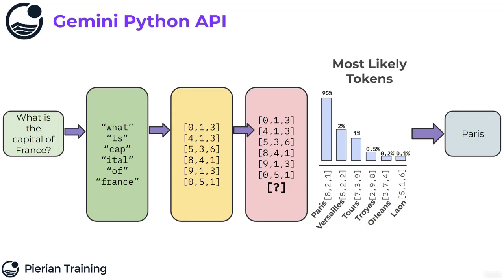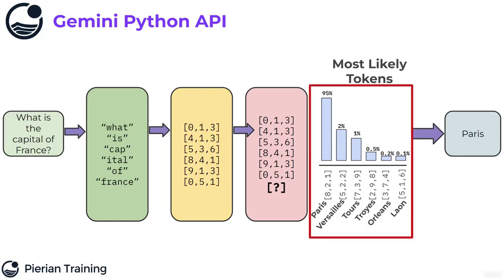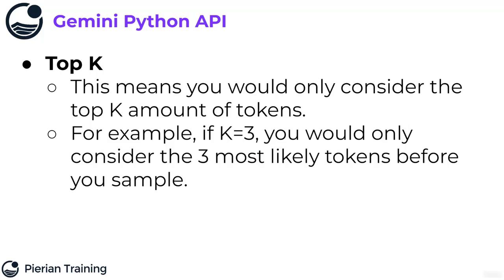Now, thinking back to our discussion of the probability of tokens here, note that we have probabilities for a variety of tokens. So how can we use that in terms of top P and top K? Let's focus a little more on this idea. Beginning with top K. Top K means you would only consider the top K, that is an integer of your choosing, amount of tokens. For example, if K is equal to 3, you would only consider the 3 most likely tokens before you actually conduct your sampling.